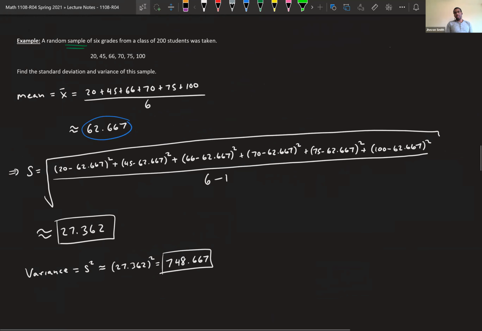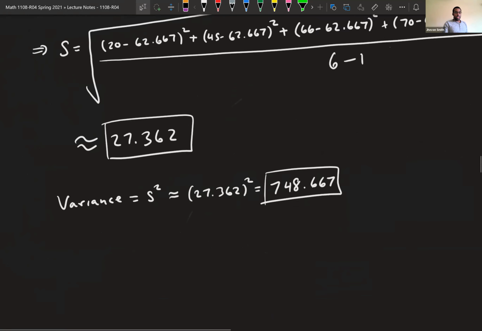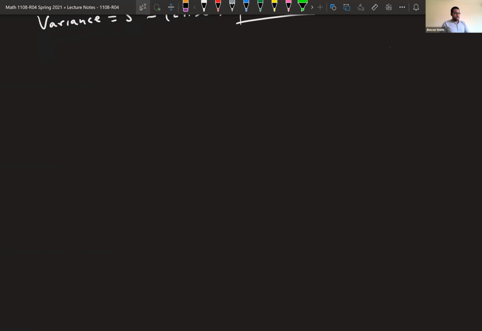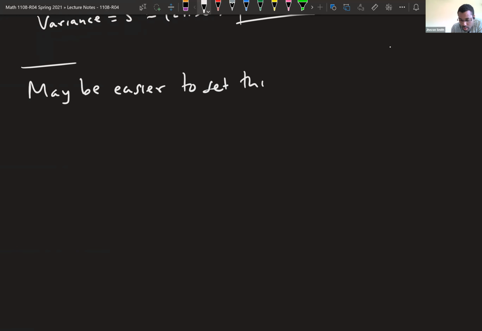Okay, so it's a very long formula, even for just 6 values, but it's straightforward in terms of just plugging things in. You find the mean, take each value minus the mean, square it, add it together, divide by n minus 1, take the square root. It might be easier to do this in a table, so let me show you that. Maybe easier to set this up in a table.